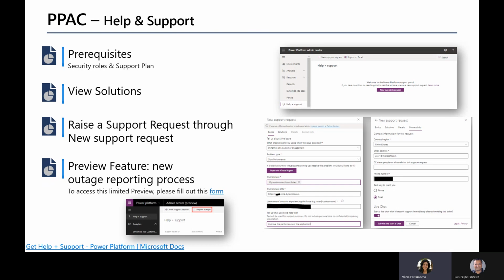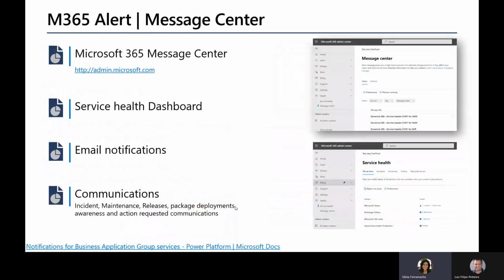Regarding the preview feature we have there, we are rolling out a new feature to a limited set of customers to try out. The idea is if you are experiencing a service outage, you should go to Power Platform Admin Center and select the report outage link to report the outage to us immediately. This is still in preview mode. We have put the link here, so if you want to access this preview, you can access it and fill out the form.